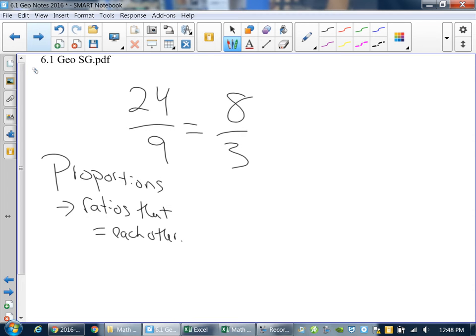Real easy way to tell that that works is if you think about the way that you simplify fractions. 4 over 8, 1/2, things like that.